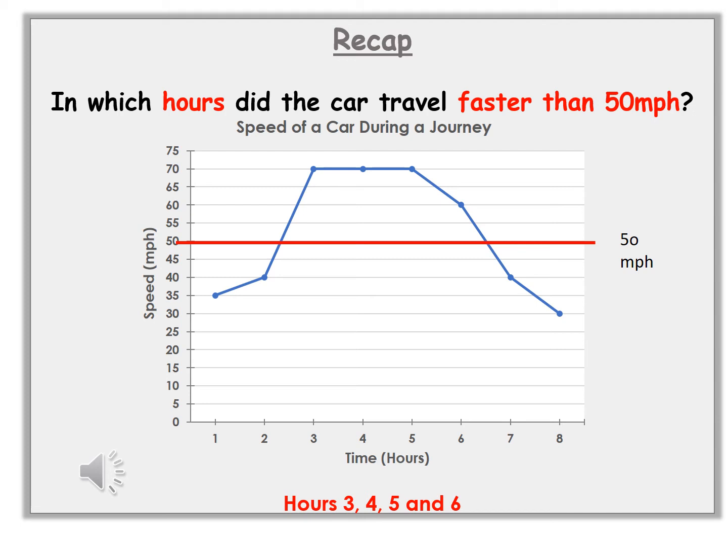You need to first of all identify where 50 miles per hour is on the graph. You can see that I have drawn a line to help you. You now need to see what hours are above that line. You can see that 3, 4, 5 and 6 are all above the line, so your answer would be the hours of 3, 4, 5 and 6.